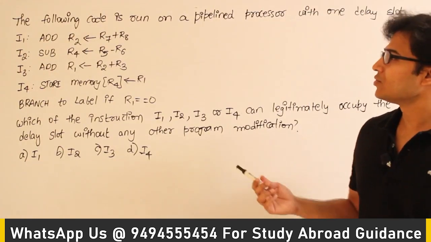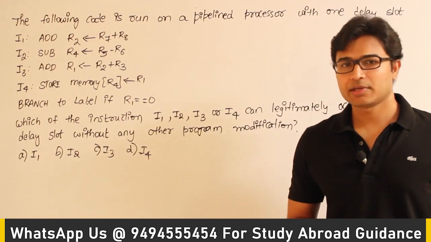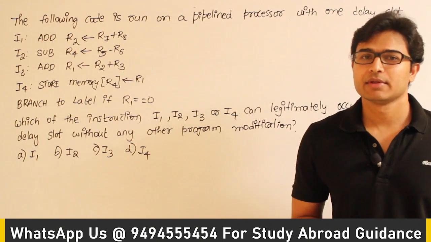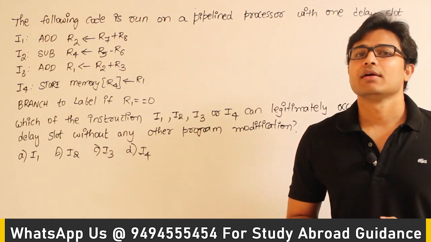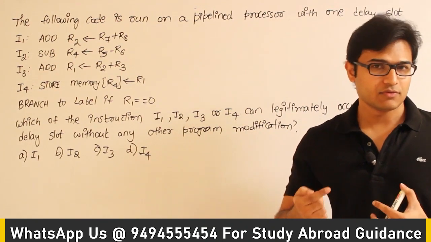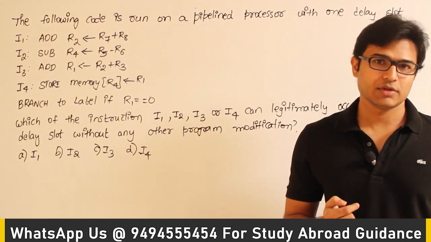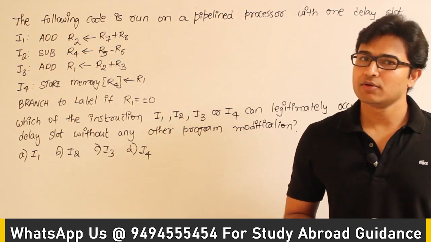This question is asked in GATE 2008. It is related to the concept that we discussed earlier in the previous video. So whenever there are stalls because of the branching statements, instead of wasting those slots, we can fill them with some other instructions so that the pipeline will be utilized better.